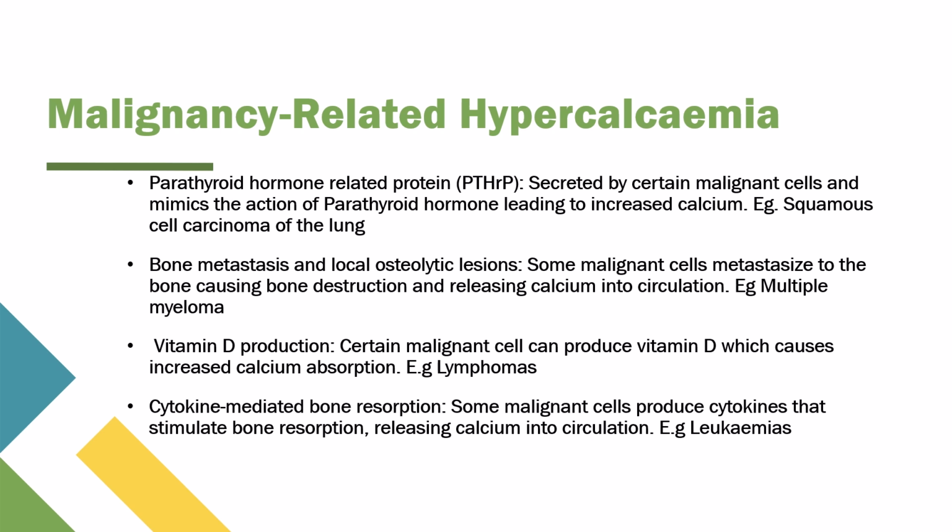Lastly, certain malignant cells can produce cytokines like interleukin-6 and interleukin-3, which have the ability to stimulate osteoclastic bone resorption, thereby releasing calcium into circulation and then causing hypercalcemia. And a very typical example is the leukemias.